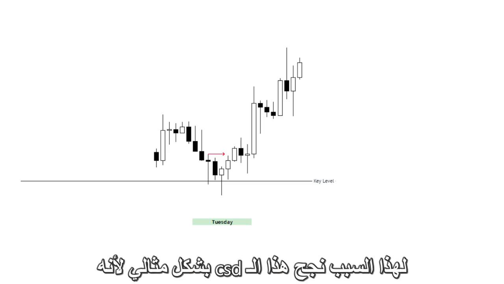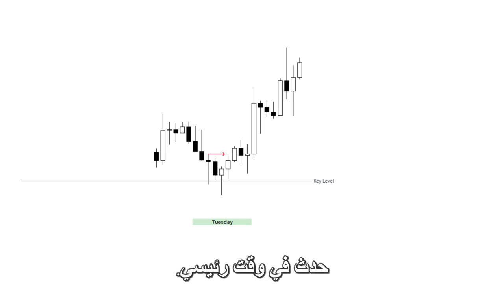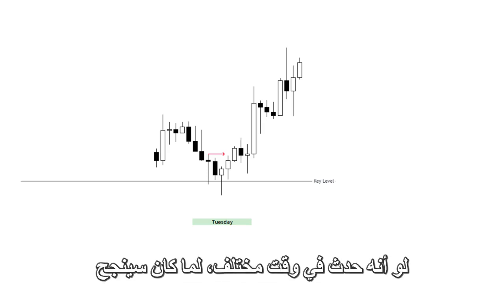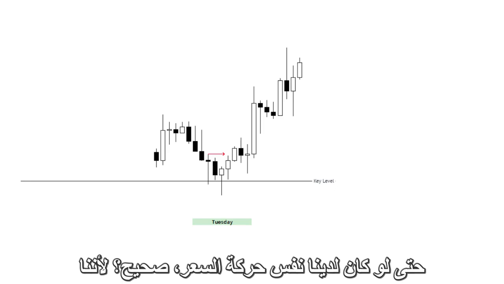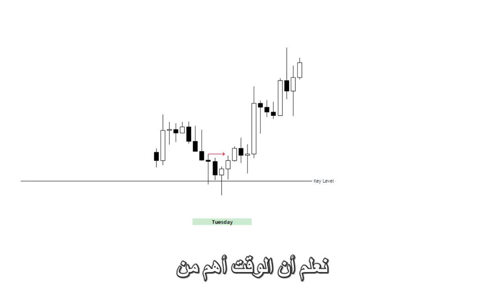That's why this CSD worked out perfectly, because it happened at a key time, right? If it had happened at a different time, then it wouldn't have worked out, even if we had the same price action, right? Because we know that time is more important than price.